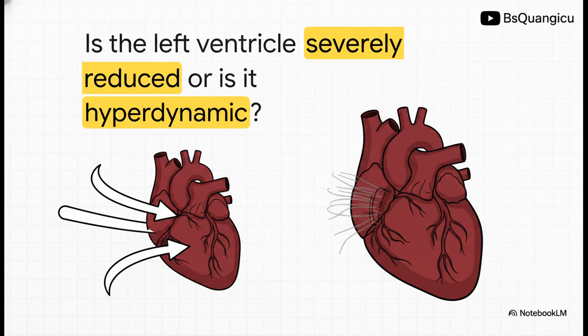On the flip side, if that anterior leaflet of the mitral valve is barely moving and the contractile function looks completely shot, you're almost certainly looking at an exacerbation of systolic heart failure, classic cardiogenic shock.